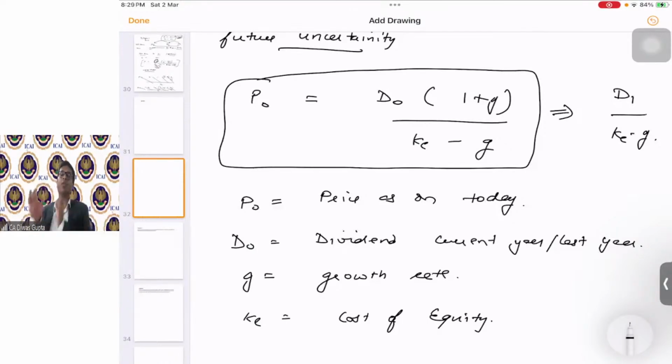So in this relevance theory, students, we have studied two models. One is the Walter's model and the second is the Gordon's model. In Gordon's model also we have studied two formulas. One is the original formula and the second is the revised Gordon's model, which is also called the bird in hand theory. So students, we will conclude our session today on this.